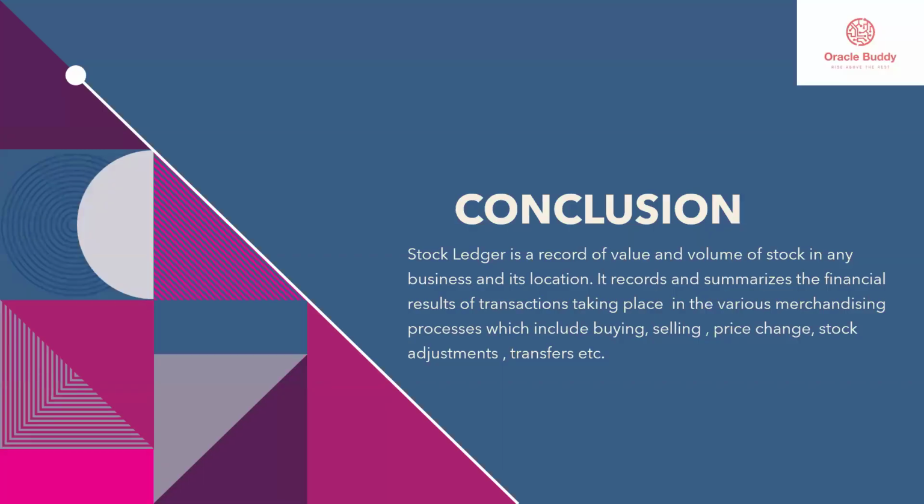Conclusion: stock ledger is a record of value and volume of stock in business and its location. It records and summarizes the financial results of transactions taking place in the various processes, which include buying, selling, price change, stock adjustments, transfers, etc.